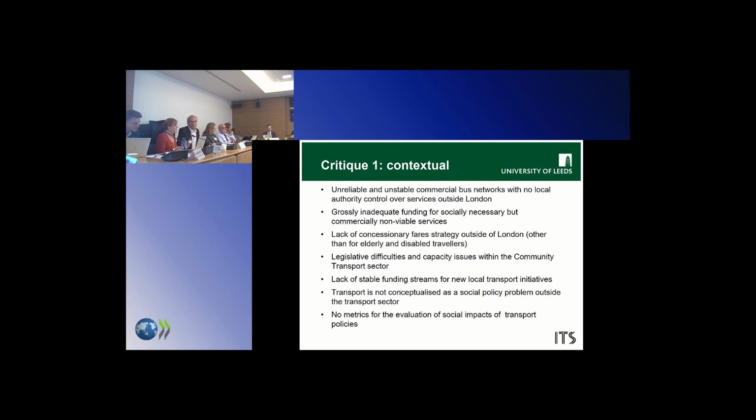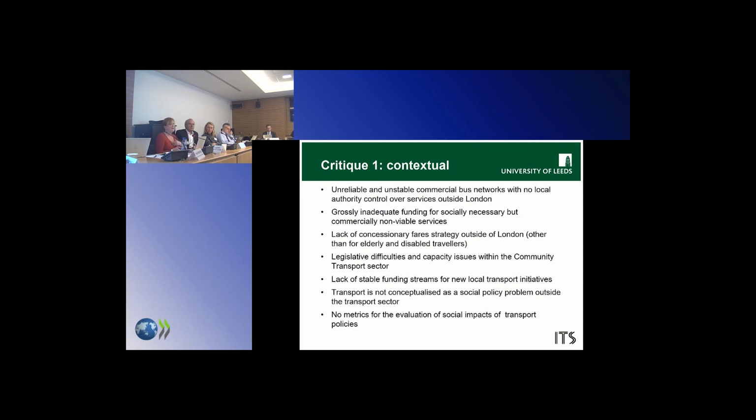So I think that there are contextual issues as well with accessibility planning. I was alluding a little bit to this with your presentation, Cecilia, which is that actually contextually we have a largely commercialised bus network in the UK, and it's totally unstable and it keeps changing all the time. So improving accessibility with that background, that context, is like chasing your own tail. It's impossible. There's grossly inadequate funding in the system for socially necessary transport. So if you see an accessibility deficit, you can't do anything about it because you've got no funding, right? There's lack of concessionary fares for certain groups, which means that you can't do anything about the affordability issue. Legislative difficulties, lack of stable funding systems. Transport is not conceptualised as a social policy problem.